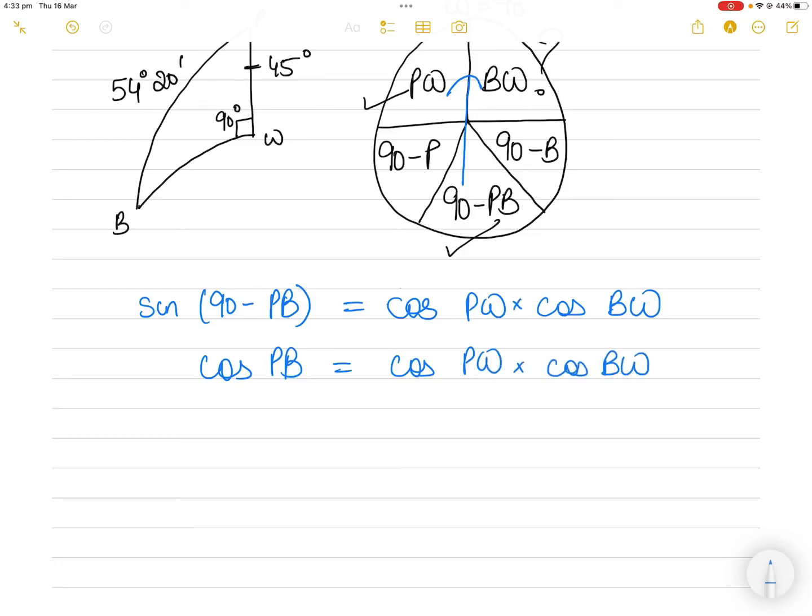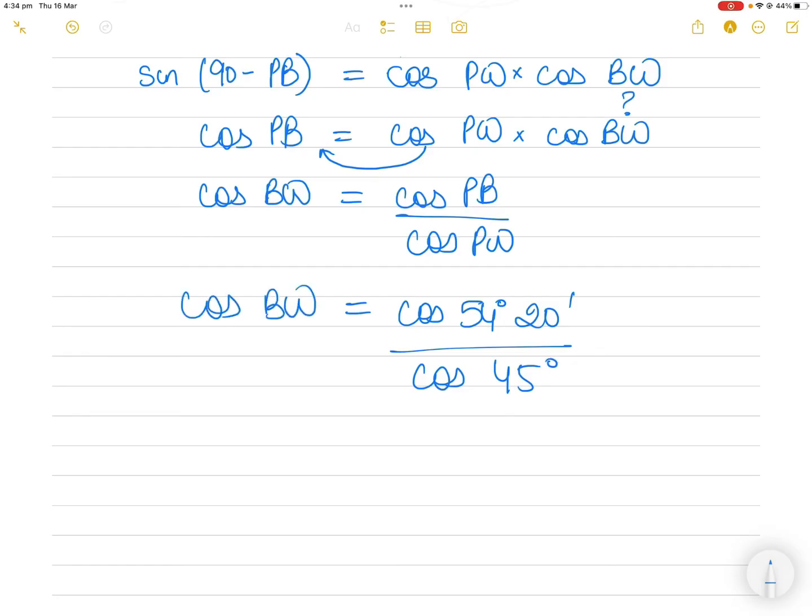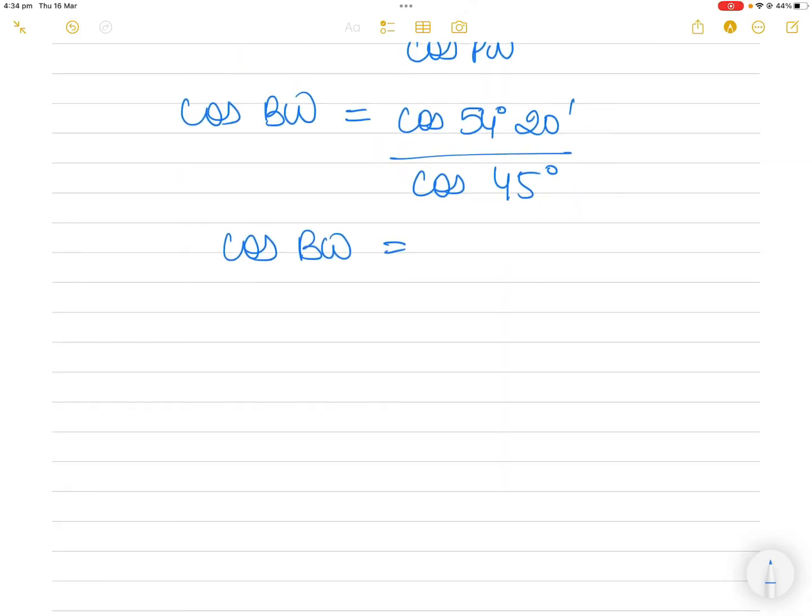But I don't know BW, so I will isolate it on the left side, and I will take this to the other side. Multiplication becomes division, so cos of PB divided by cos of PW. So cos of PB is cos of 54 degrees 20 minutes, and cos of PW is cos of 45 degrees. So let's put this value in the calculator so that you guys can compare your answers with me. So cos of 54 degrees 20 minutes divided by cos of 45 degrees is what?